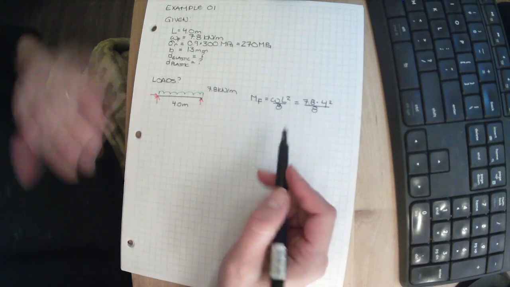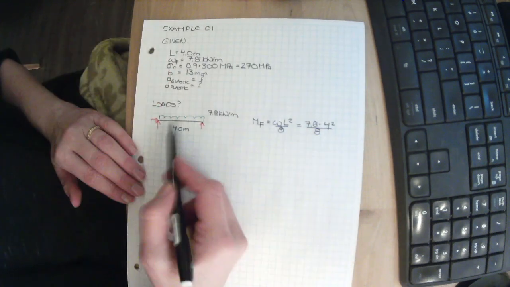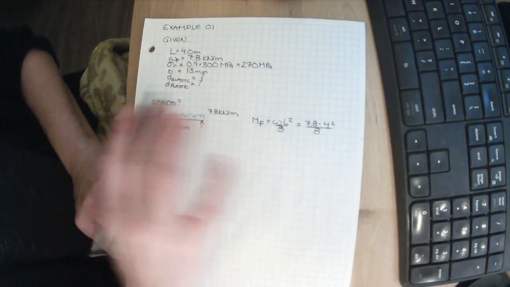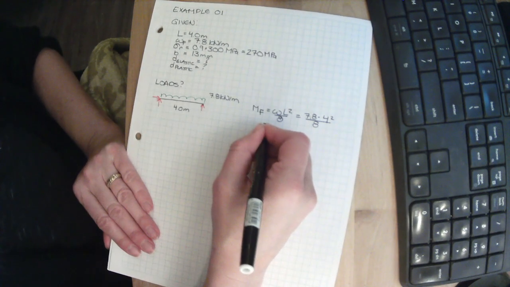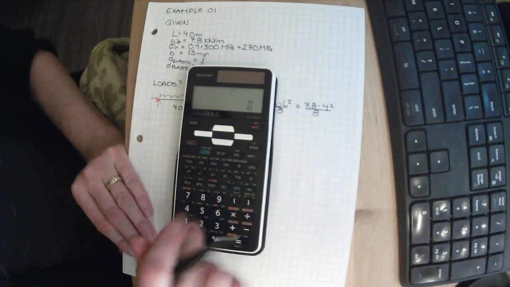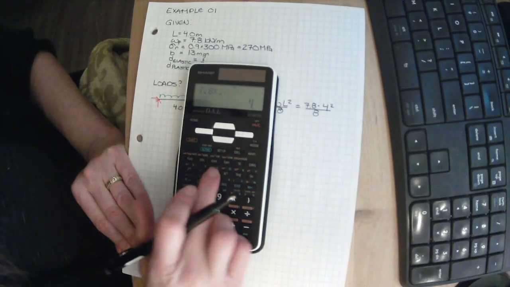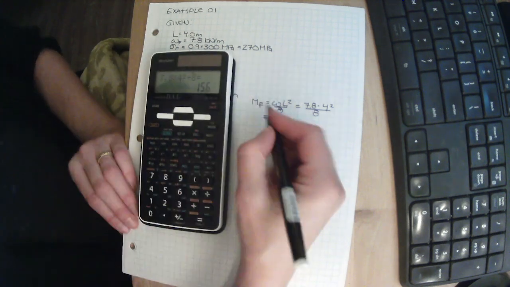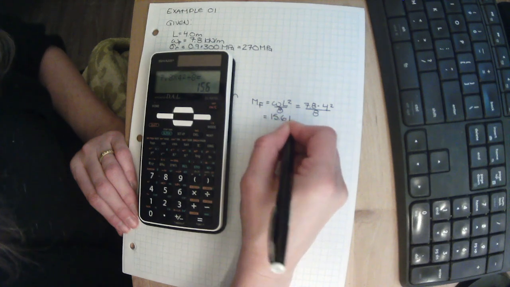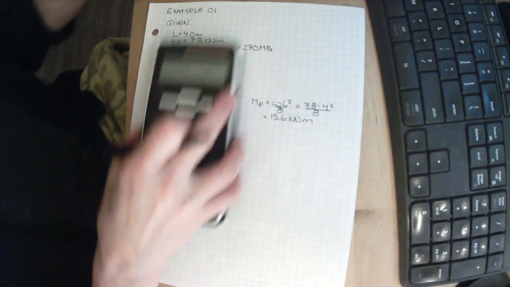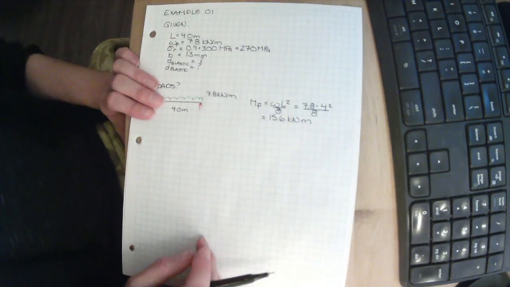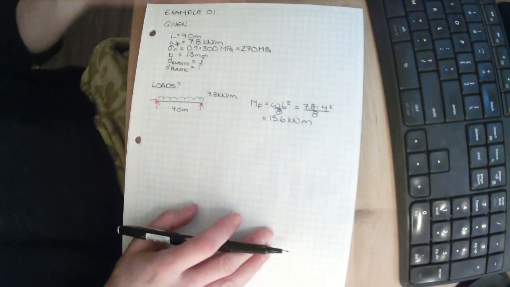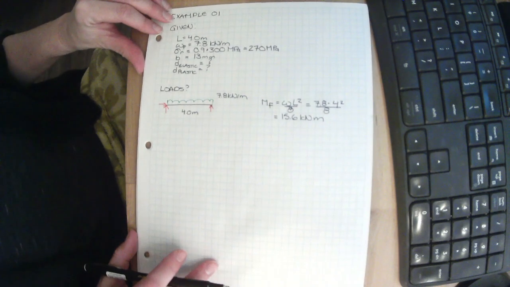We get to work in kilonewtons and meters here because all of these things are in kilonewtons and meters. We can switch it to newtons and millimeters. That's totally fine. There's nothing wrong with doing that. You can do it at any point you'd like. Well, let's see what we get. 7.8 times 4 squared divided by 8 equals 15.6 kilonewton meters. Remember how much time we spent doing that last term, and look how quickly we can do it now. Okay, but we had to know the process before we just jumped into being able to do it like this.